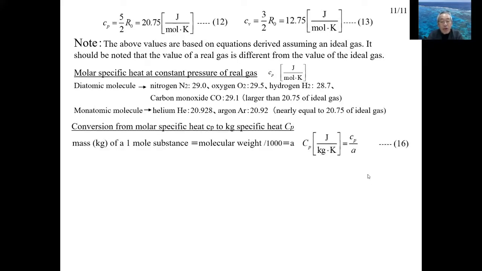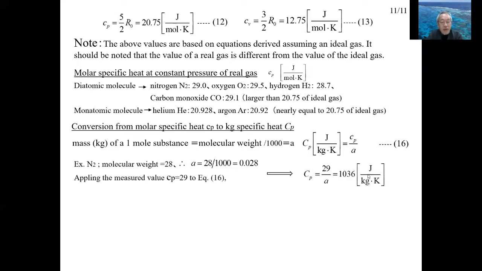Next, I will show you how to convert the molar specific heat to the kilogram-based specific heat. The mass in kilograms of a substance in 1 mole is equal to the molecular weight of the substance divided by 1,000. The molecular weight divided by 1,000 is represented by the symbol A. The kilogram-based specific heat is the molar specific heat divided by A.